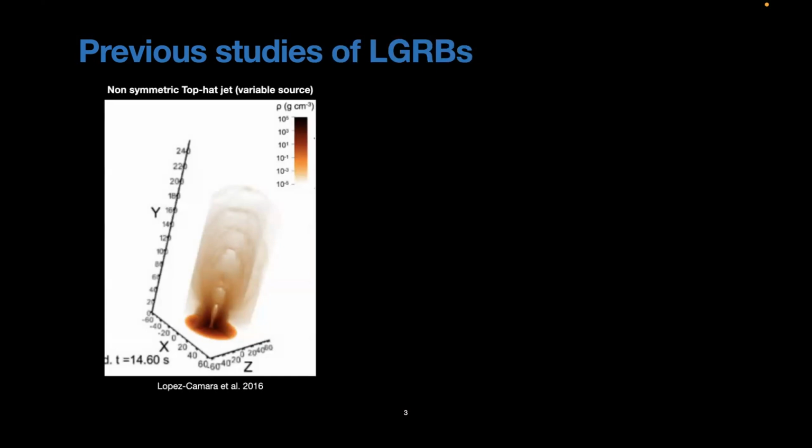Previous studies of long GRBs have been performed in both analytical and numerical form. Numerical simulations provide us a good understanding of the jet dynamics. For example, in this density map from Lopez Camara 2016, you can see the evolution of a relativistic jet which starts its propagation into a massive star. Once the jet reaches the surface of the star, it reaches a breakout, and the external cocoon forms, and the working surfaces are a product of the variability of the jet source. These working surfaces are probably responsible for the gamma radiation, when there are shocks between them.